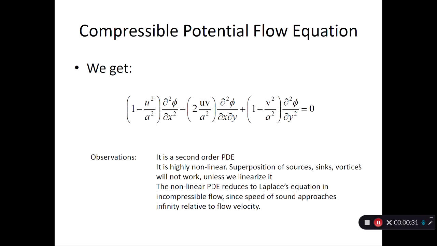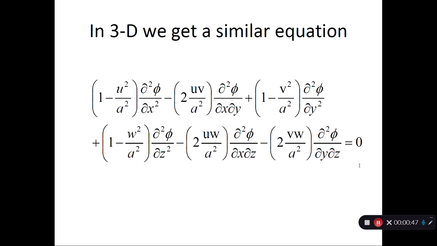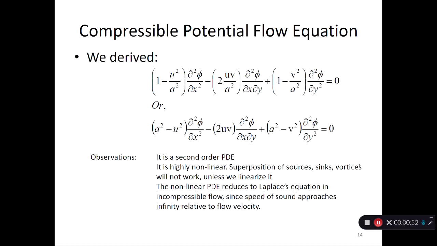We made a lot of assumptions. We assumed it was inviscid, steady, adiabatic, reversible, and irrotational. So we ended up with this particular equation that is shown in here. It's highly nonlinear, and in 3D you get a similar looking equation. So if you multiply everything through by a squared in 2D, you get this equation. This was solved numerically only in 1971.